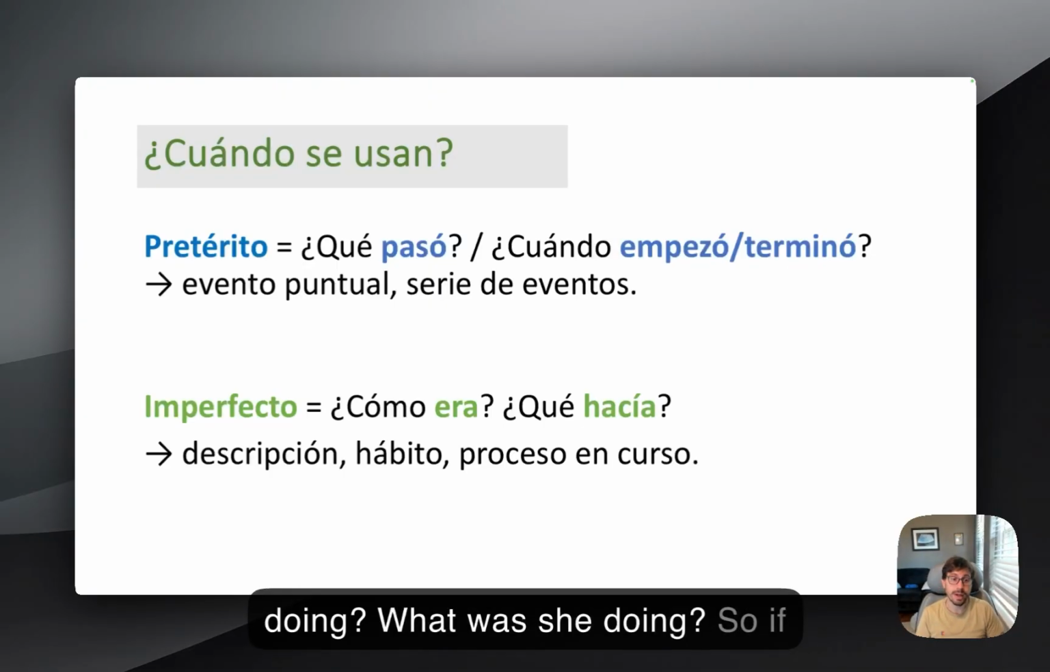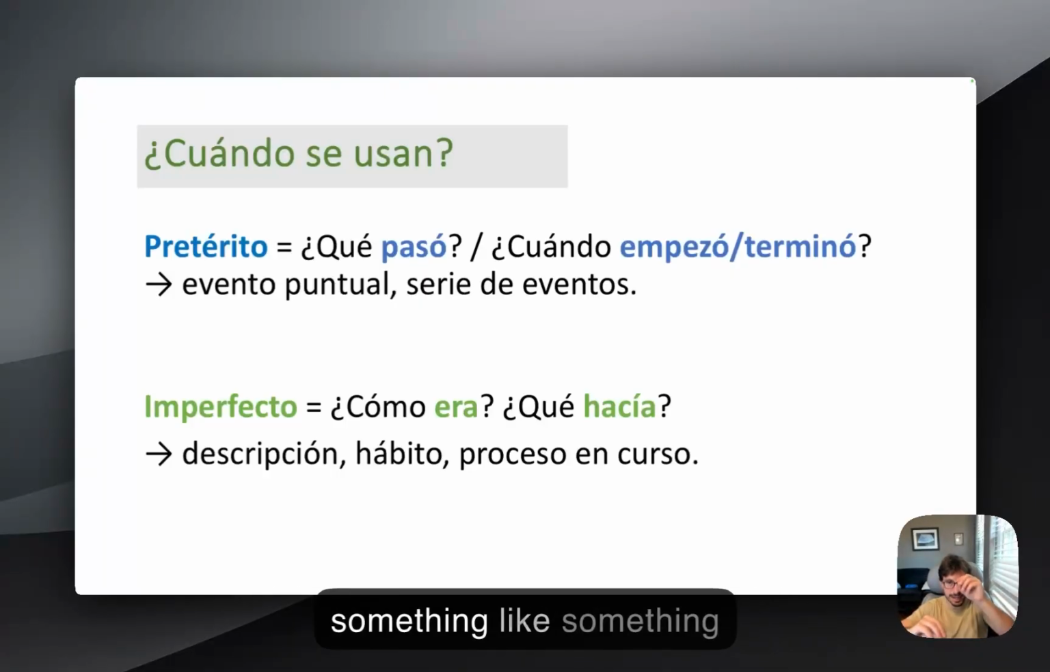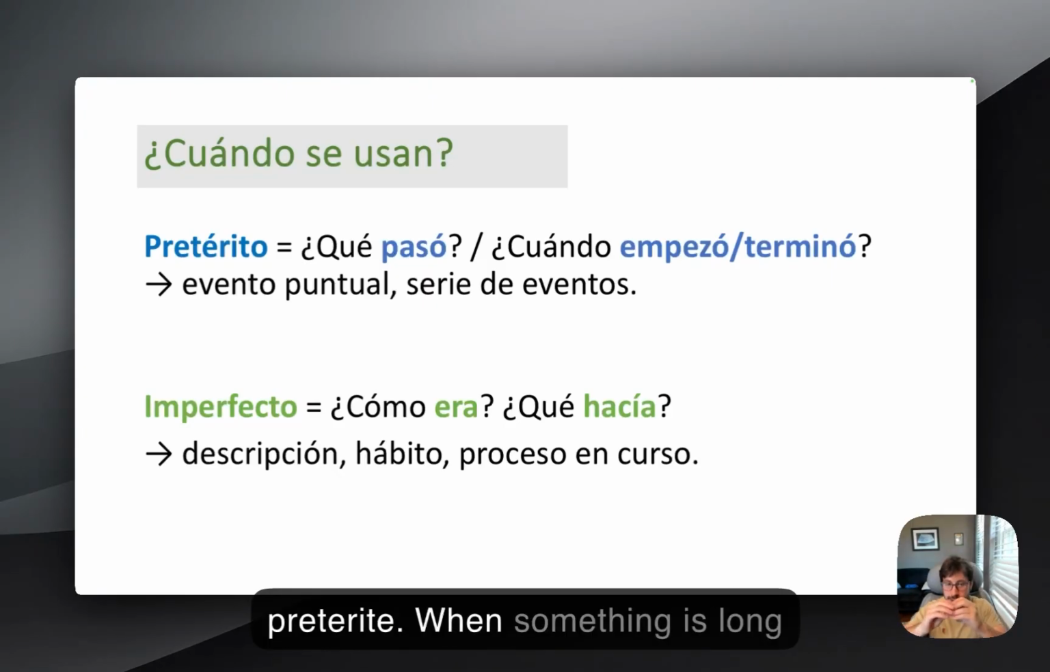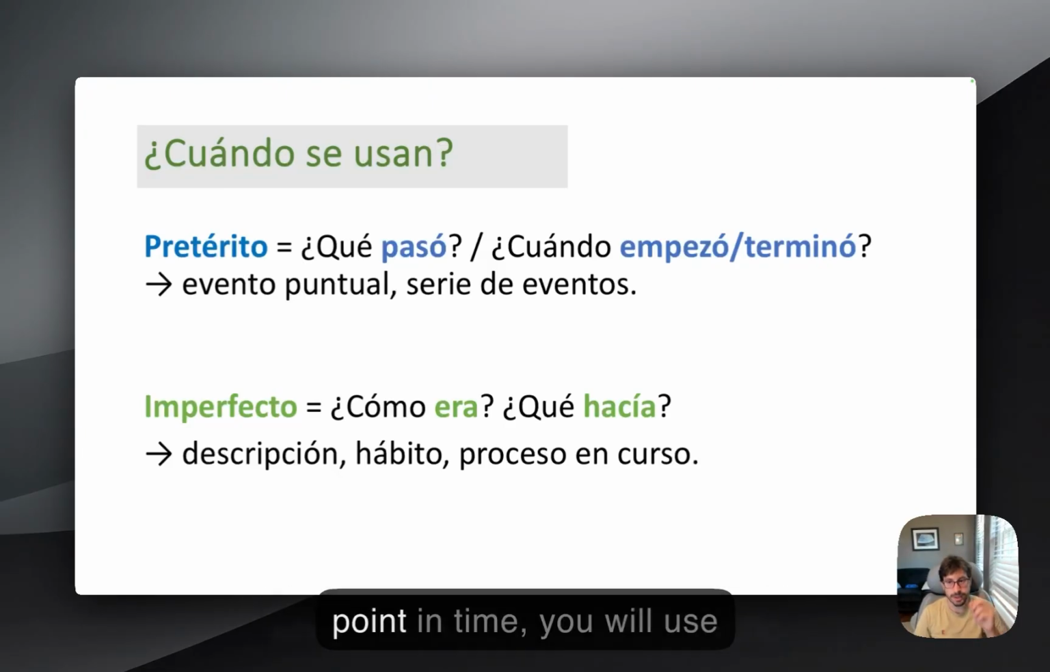¿Qué hacía? What was he doing? What was she doing? So if you think about the timeline, you have this long timeline where something suddenly happened, a specific point, preterit. When something is long and it's really hard to pinpoint where, then we use imperfecto. So think about when you're talking about when you were a kid, you will use imperfect. But then when you're talking about when you were a kid at a specific point in time, you will use preterit.